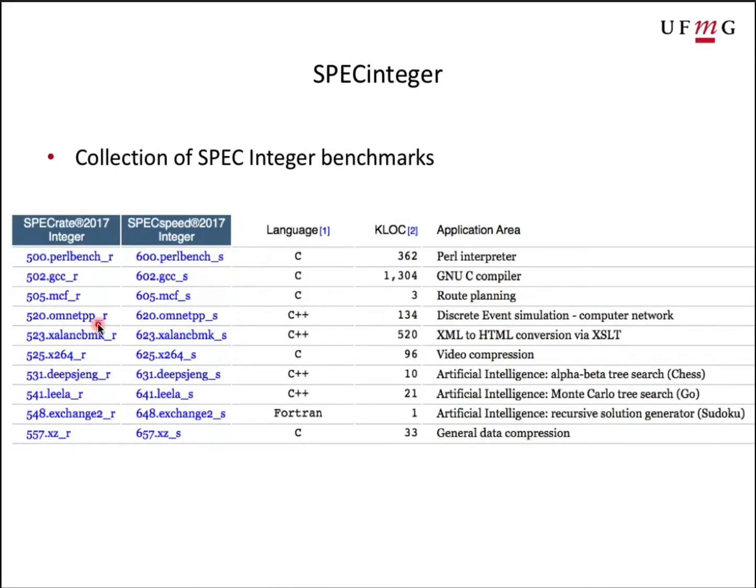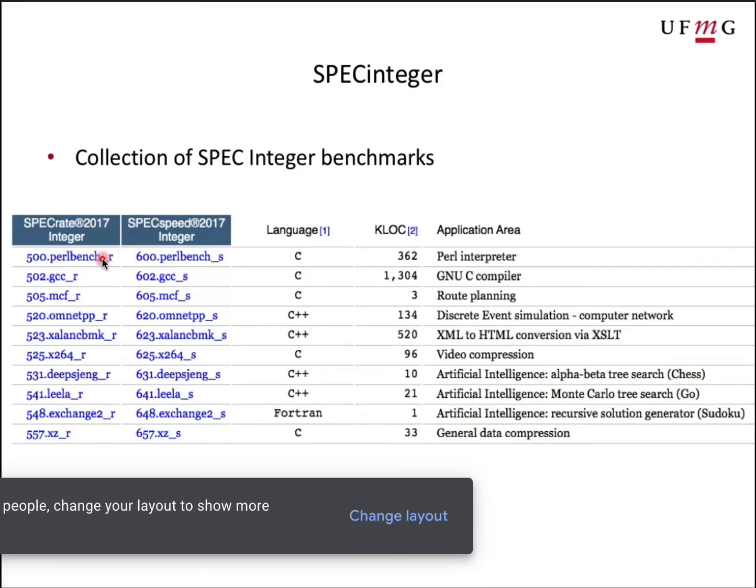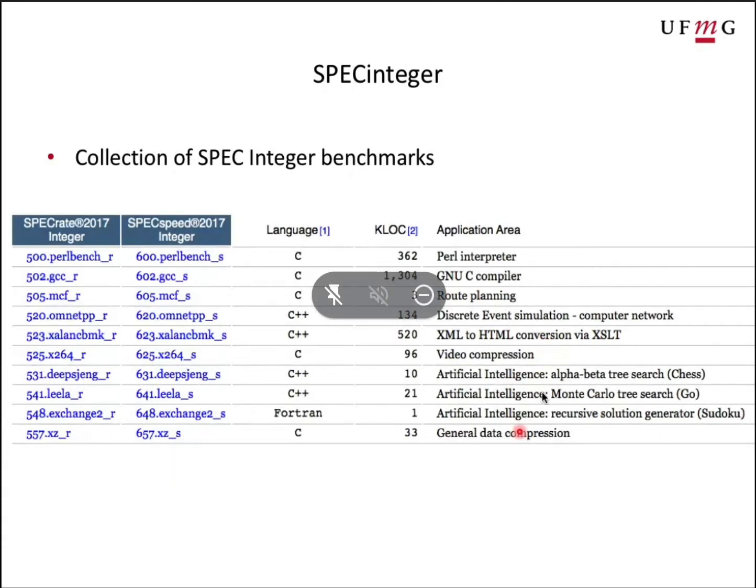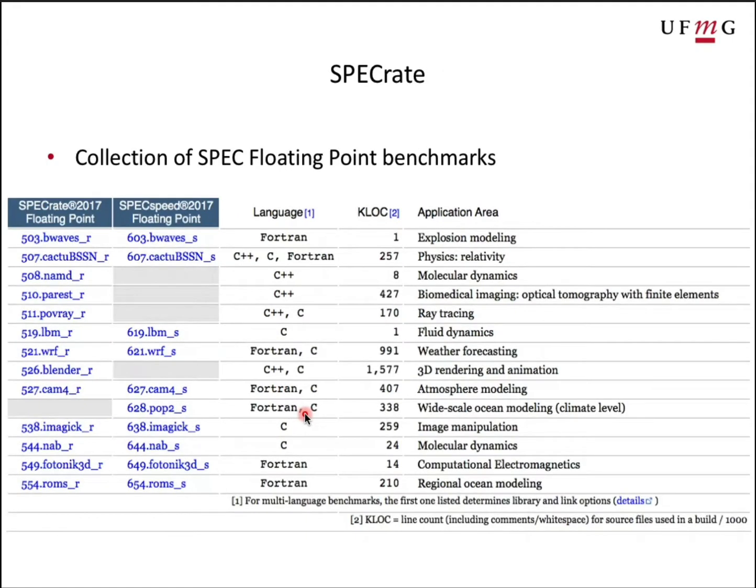So I just put here the benchmarks for SPEC rate and SPEC speed for integer. They usually have compilers, interpreters, video compression, some artificial intelligence things and things like that. The important thing to notice here is that the benchmarks are written in C, C++, and Fortran. And this also happens for the floating point benchmarks. They have some benchmarks about physics calculation, molecular dynamics, ray tracing, and things like that.